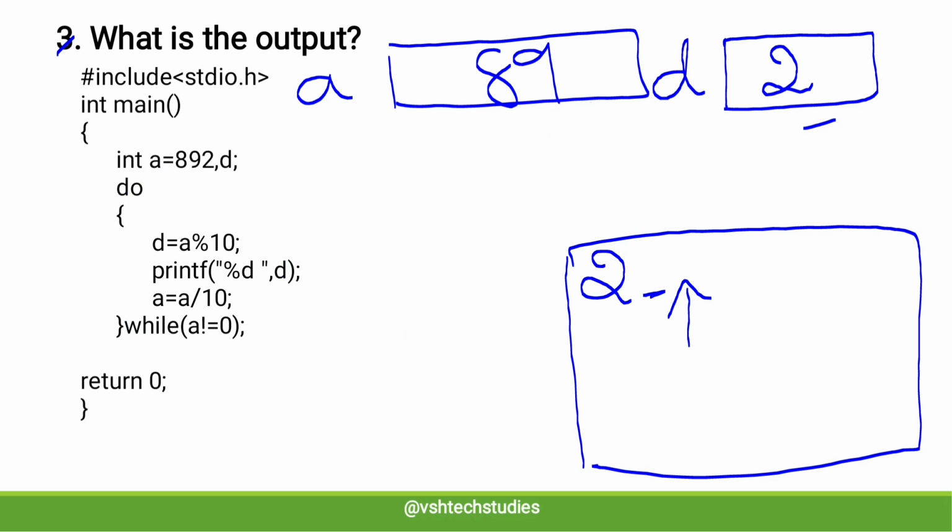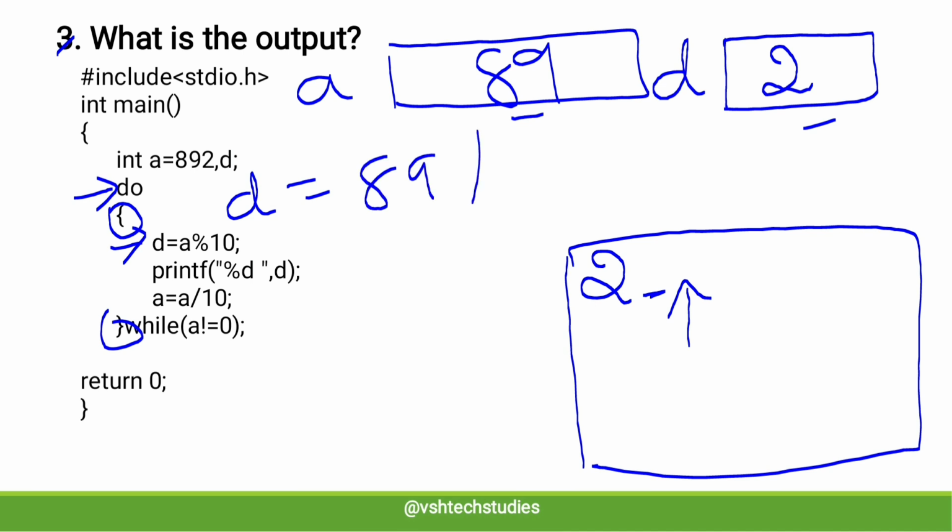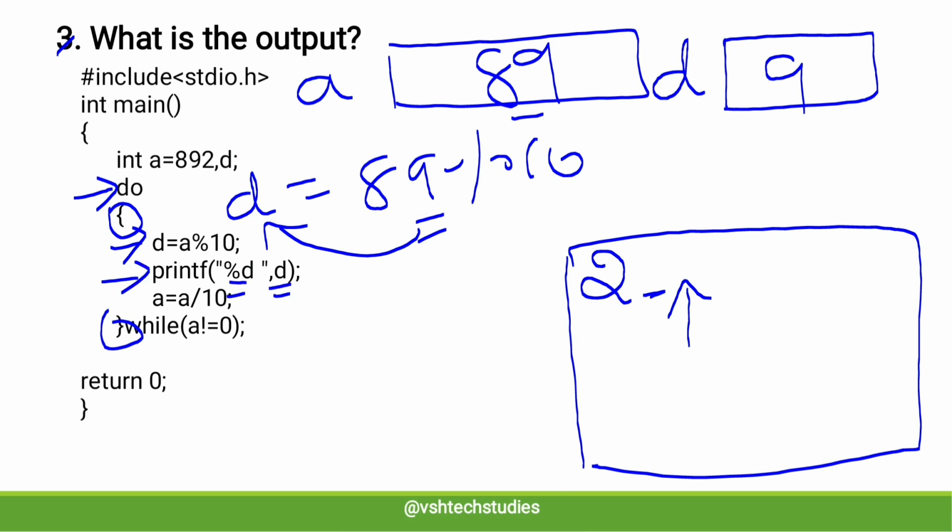In the next iteration, these three instructions are to be executed. The first one, D equal to A mod 10. A is 89. Mod 10 means 89 divided by 10, and the remainder is 9. That will be assigned to D. Now this 2 is taken out, and 9 will be saved in D. The next statement is printf integer value from D. So the integer value from D, which is 9, is printed here, and a space is left. The control will stand here.